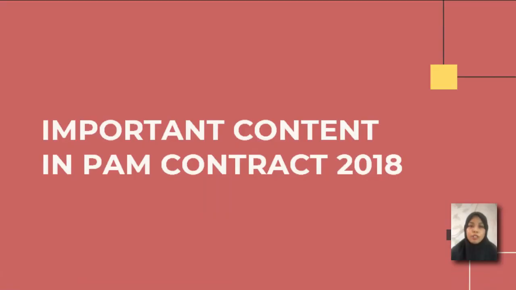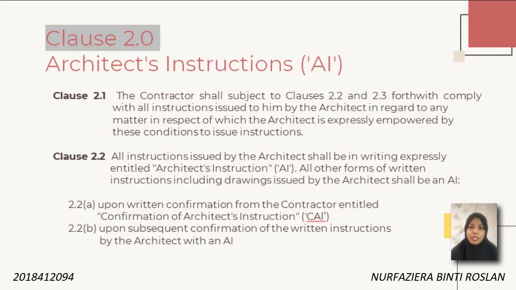For clause 2.0, it is about architect instruction. 2.1, the contractor shall, subject to clause 2.2 and 2.3, forthwith comply with all instruction issued to him by the architect in regard to any matter in respect of which the architect is expressly empowered by these conditions to issue instruction. Kat sini bermaksud, arkitek diberi kuasa untuk keluarkan arahan kepada kontraktor dan kontraktor perlu mematuhi semua arahan dengan segera yang diberikan oleh arkitek.